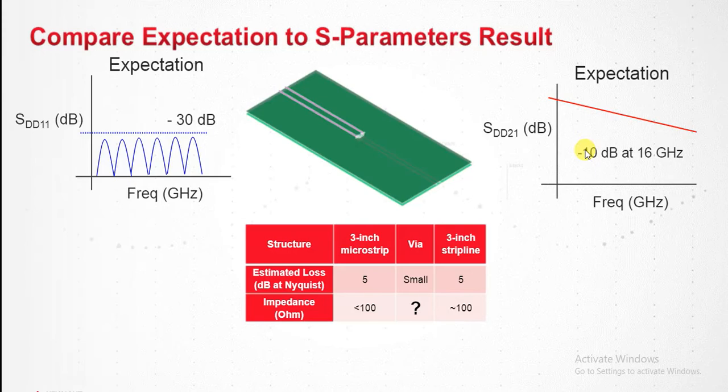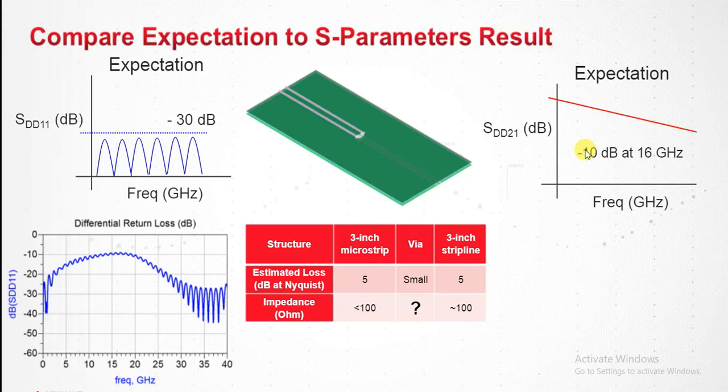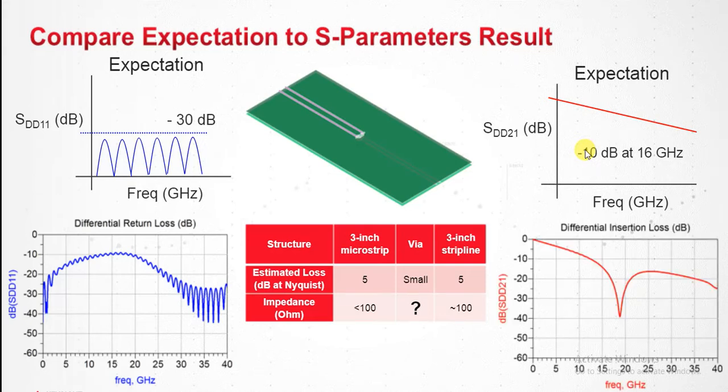Let's see what the S parameter shows us. The differential return loss is a little different than what we expect. It did start at negative 30, but it went up to negative 10, which we didn't expect. Now let's take a look at the differential insertion loss. Wow. That is different. That is not what we expect. We expect a linear behavior, but instead we get a dip in the middle. What's happening?